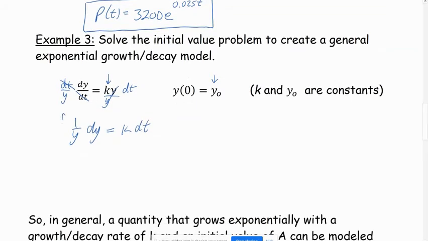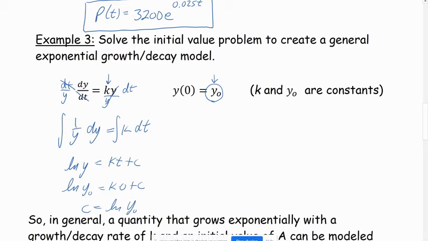We'll go through the same steps. Integrate, we get natural log y equals, there would normally be absolute value, but again, I'm assuming that my population or the amount of money in my bank account is positive, and then this would be kt plus C. Then we plug in the y value for y equals k times 0 plus C, so C equals the natural log of the initial value.